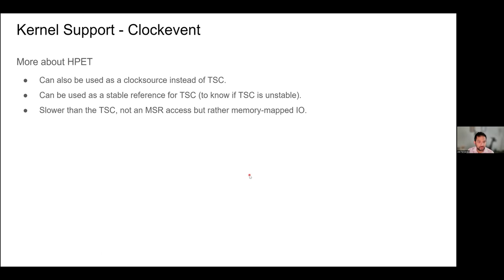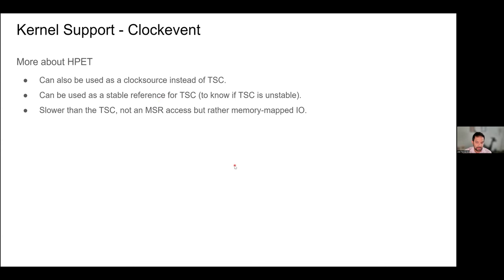Some more things to note about the edge pet. It's actually not only a clock event, it can also be used as a clock source. As I mentioned, you have this clock source watchdog that compares the TSC with something. That something is actually the edge pet, typically. And this can be used as a stable reference for TSC because it doesn't suffer from the frequency scaling and CPU idle and all those issues that the TSC does on some hardware.